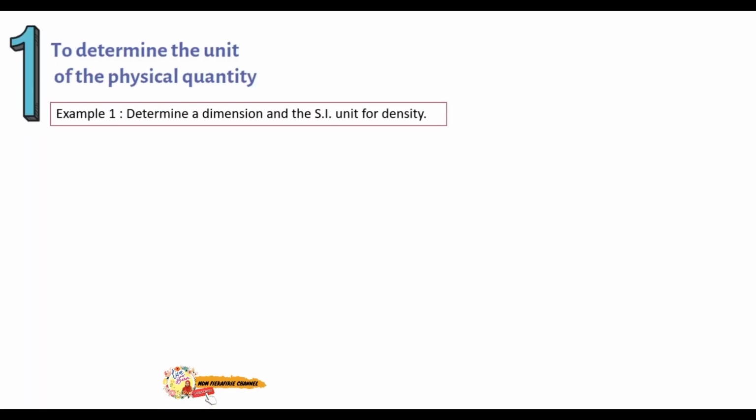Okey, sekarang kita akan tengok kegunaan pertama dimensional analysis is to determine the unit of the physical quantity. Alright, so let's determine a dimension and the SI unit for density. Okay, so as we know that the equation of density is equal to rho equal to mass over volume. So this is the equation of the density. Now we want to determine the dimension for the density and also the SI unit for the density.